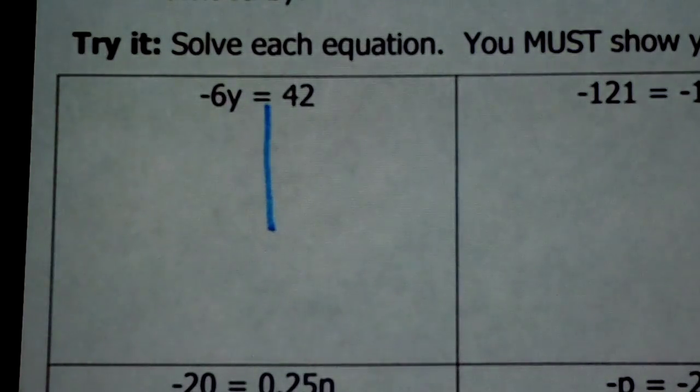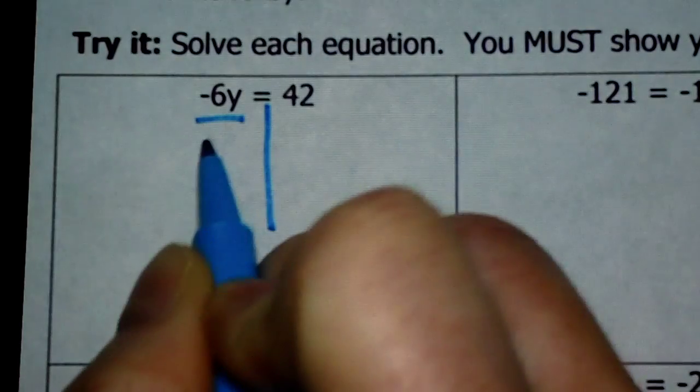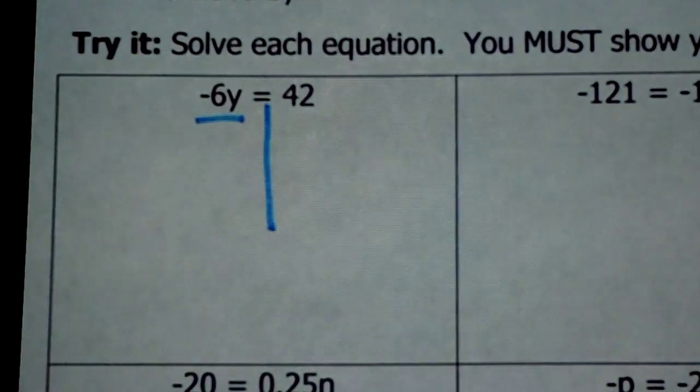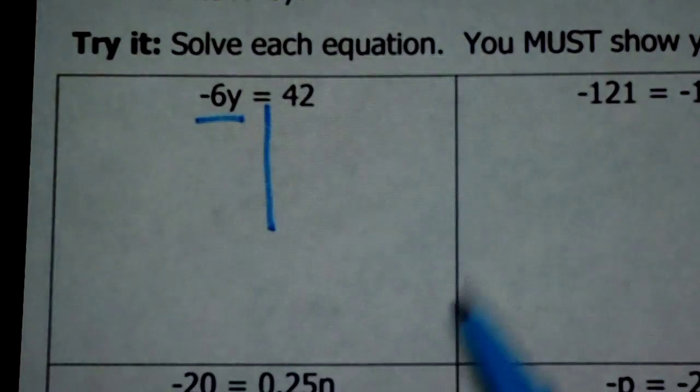And maybe you're thinking, what if I took negative 6y plus positive 6y? Well, if you did that, negative 6y plus 6y equals 0. So then you have 0 equals 42, which isn't true, and y is gone. So the only way to solve this is to divide. So with a multiplication one-step equation, we're going to divide both sides by the coefficient of the variable, by whatever the variable is being multiplied by.